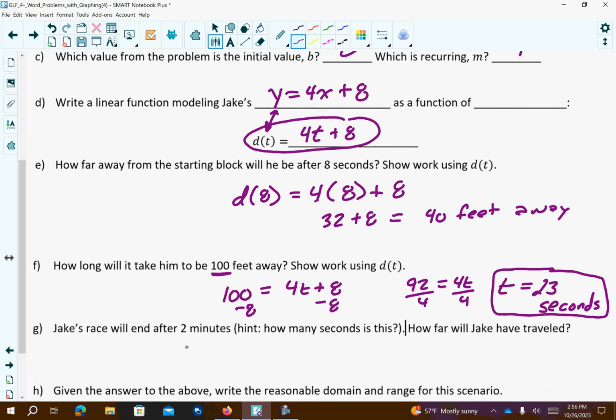Jake's race will end after 2 minutes. How many seconds is this? Okay, 2 minutes. Remember, there are 60 seconds. So this means this is going to be 120 seconds.